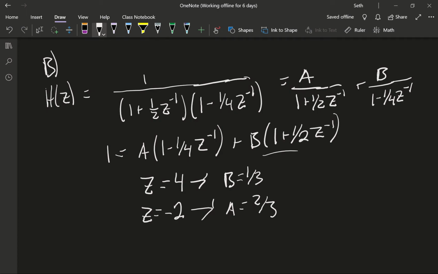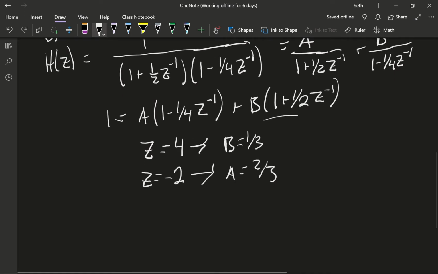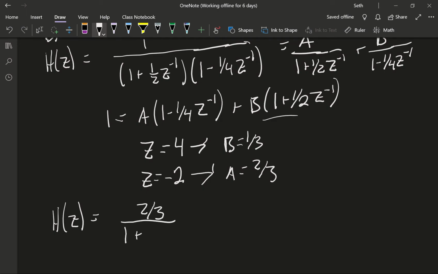So now we can write H(z) is equal to 2/3 over 1 plus 1/2 z^-1, plus 1/3 over 1 minus 1/4 z^-1.